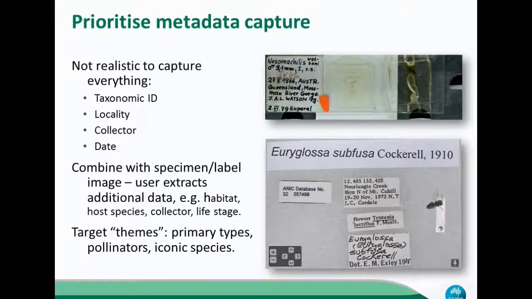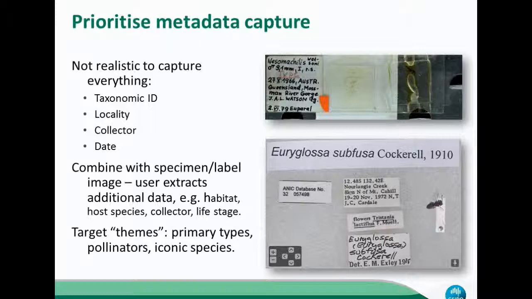The other part of this is that it's not realistic to capture every piece of information. The couple of images here show that any one particular specimen can have a multitude of different pieces of information. We've got a slide of cockroach genitalia at the top. You can see what the species is. We can see that the sex is a male. We can see it's a type specimen. It was mounted in Euparal on a particular date in 1979.